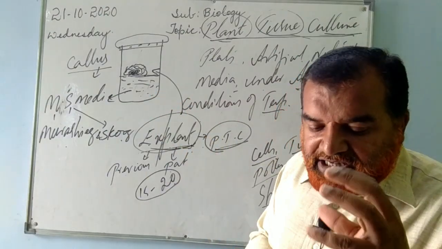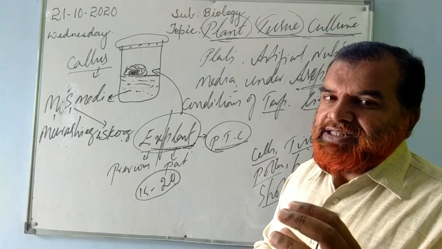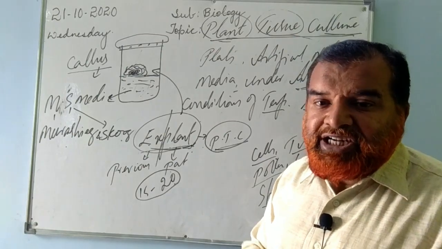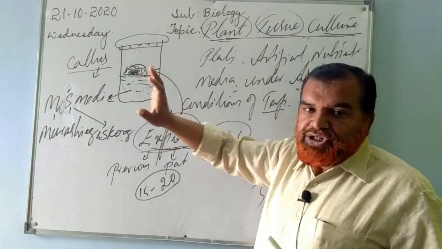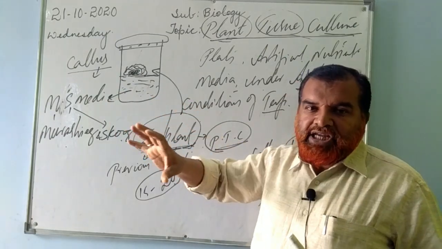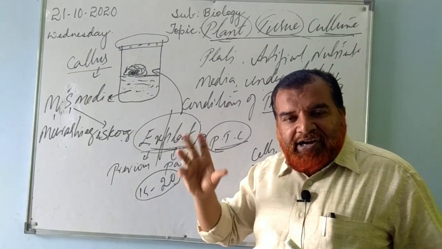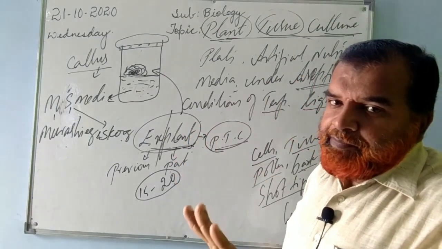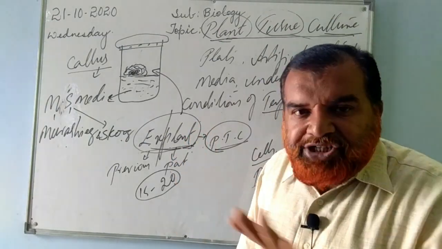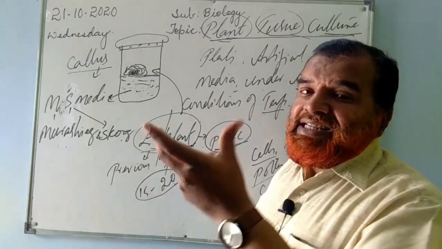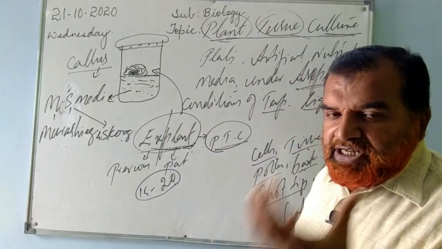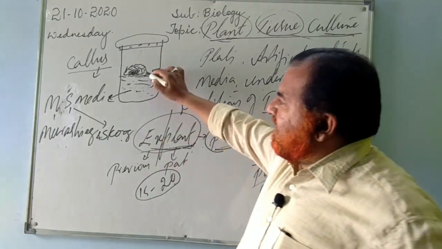What is callus? It's a mass of undifferentiated cells. Why are we calling them undifferentiated? Because these cells are not shoot cells. These cells are not root cells. They are not leaf cells. They are not xylem and phloem tissue. They are not parenchyma or whatever. So they are not specified. They are not differentiated. Hence, they are generalized cells. What cells? A mass of generalized cells.